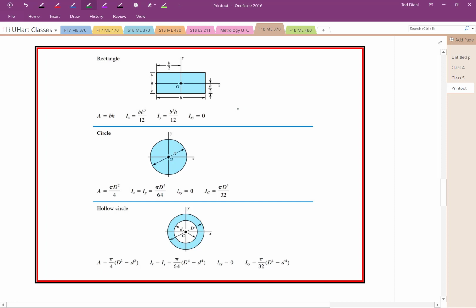together. But in order to add and subtract them, they need to be moved from their own centroidal axis to the overall axis that we care about. Okay, so let's just break it down.